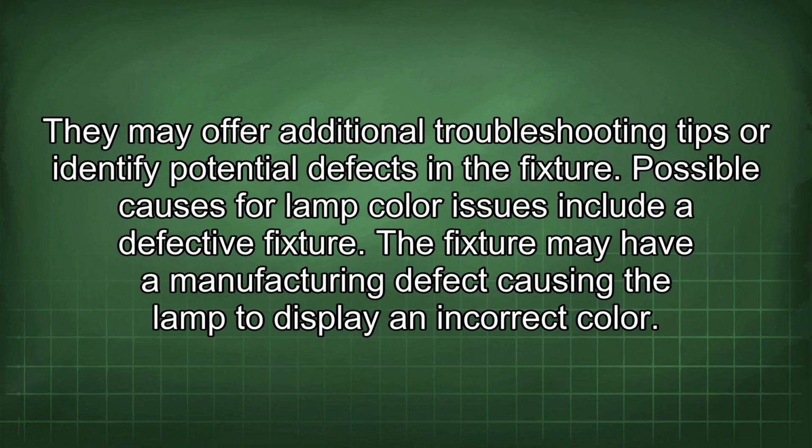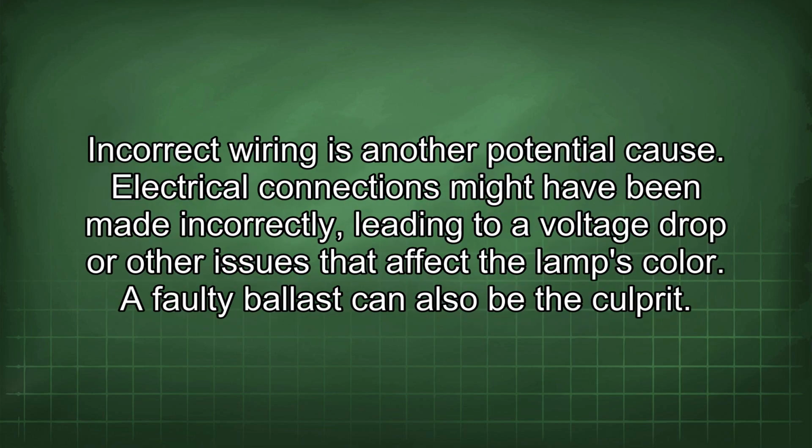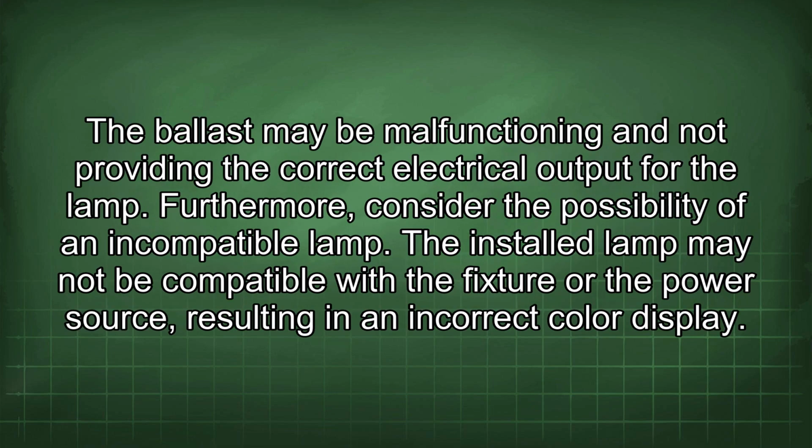Possible causes for lamp color issues include a defective fixture. The fixture may have a manufacturing defect causing the lamp to display an incorrect color. Incorrect wiring is another potential cause. Electrical connections might have been made incorrectly, leading to a voltage drop or other issues that affect the lamp's color. A faulty ballast can also be the culprit. The ballast may be malfunctioning and not providing the correct electrical output for the lamp.